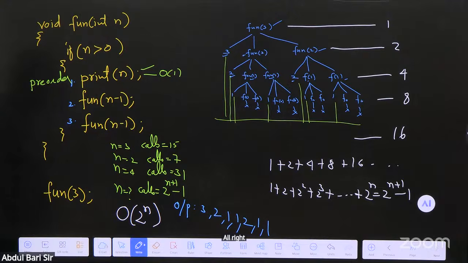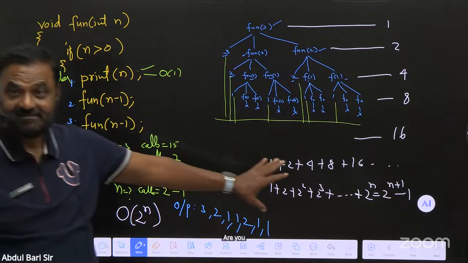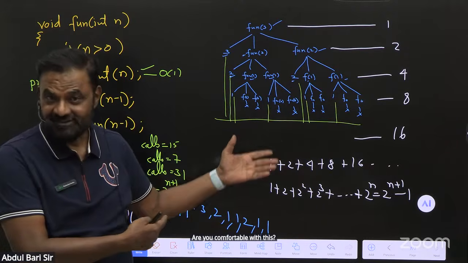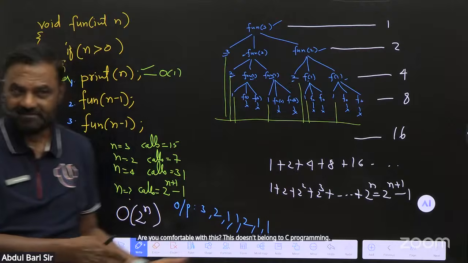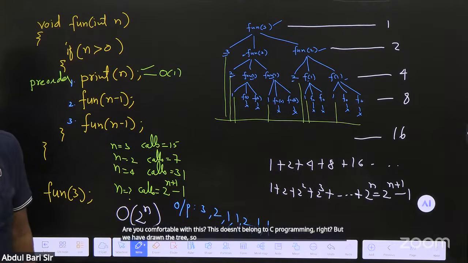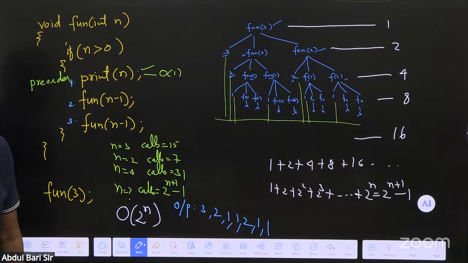All right. Number of calls. Are you comfortable with this? This doesn't belong to C programming, right? But we have drawn the tree, so we have counted also. This belongs to data structures or algorithms.